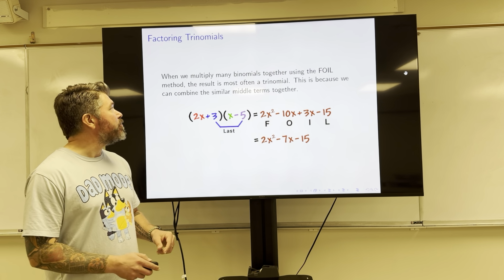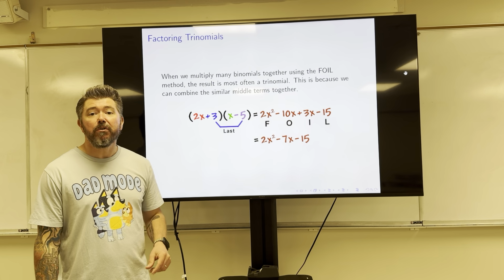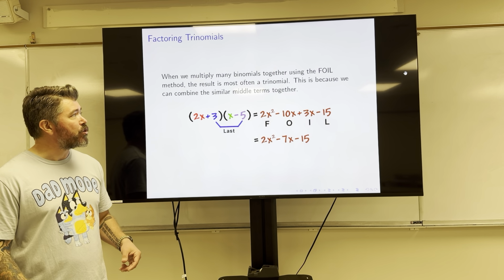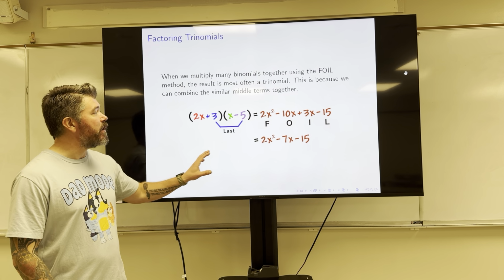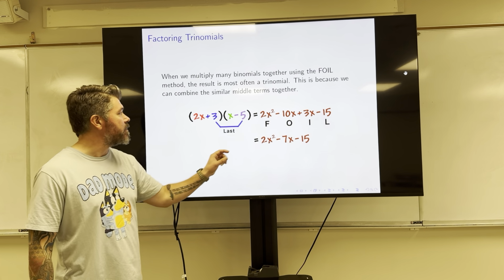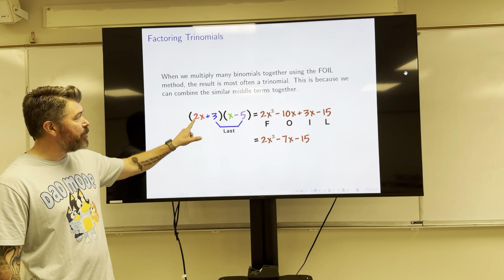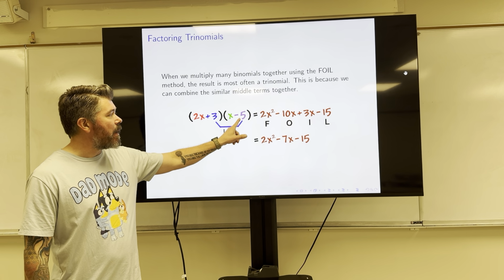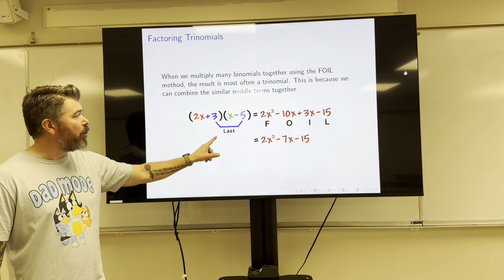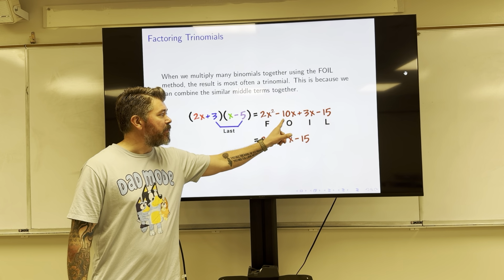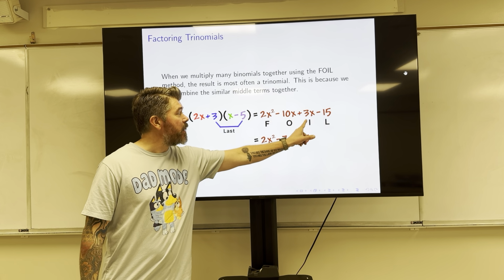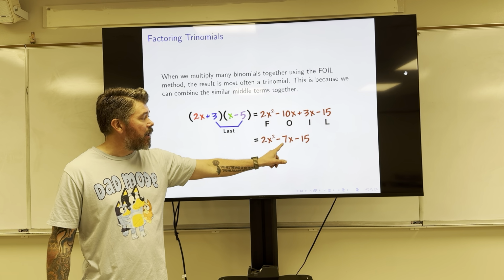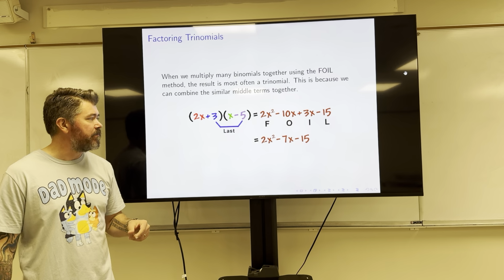Okay, when we multiply many binomials together using the FOIL method, the result often is a trinomial. This is because we can combine middle terms. So let's look at an example. If I take the binomial 2x plus 3 and multiply the binomial x minus 5, using my FOIL method, the middle terms give me a degree 1 and a degree 1 term, negative 10x plus 3x, and I can combine that to become a single degree 1 term, negative 7x.